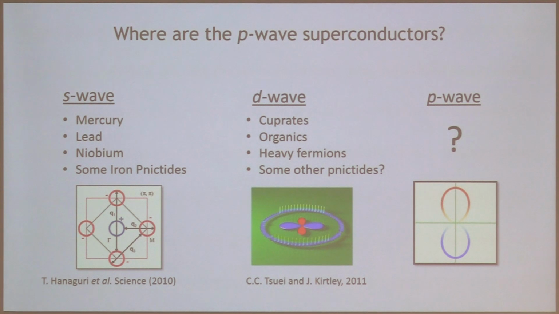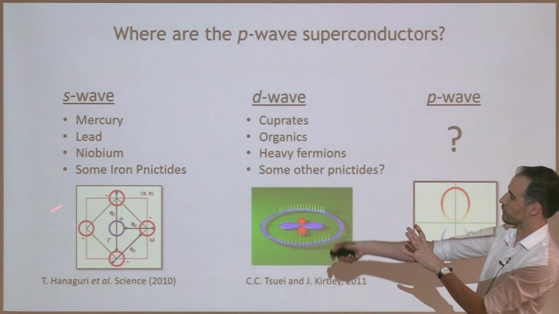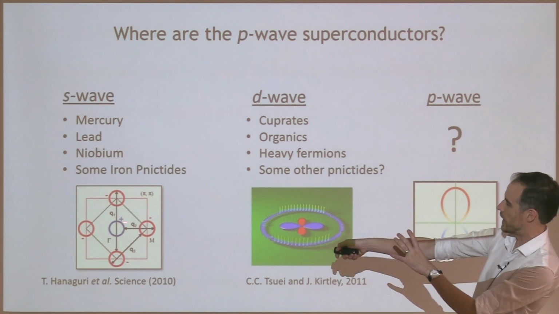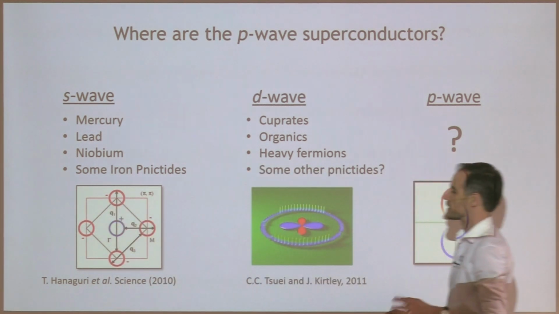So under all the crystal point group symmetry operations of the lattice, the gap structure is invariant. So even though there's a different sign on these different pockets, if you rotate the square, reflect around any of the mirrors, you get the same thing.